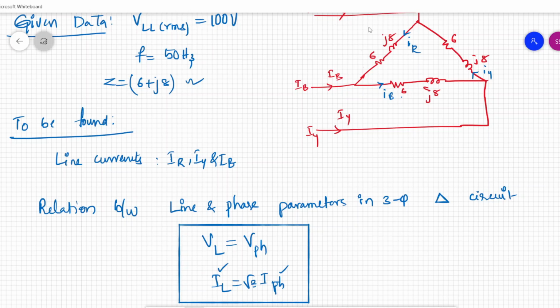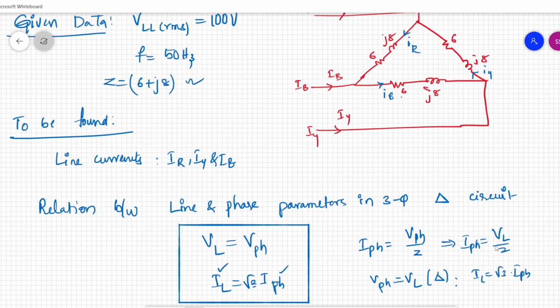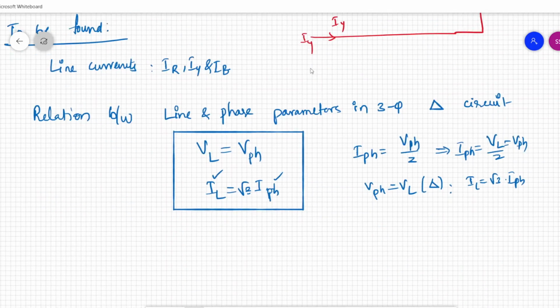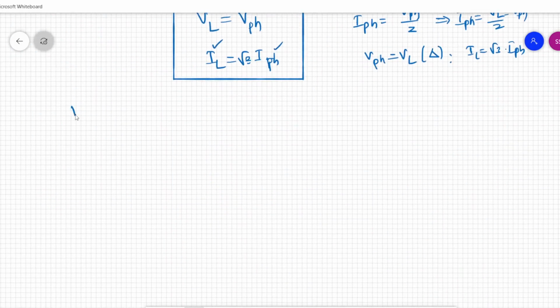So first we need to find a phase current. To find phase current, we need to divide the phase voltage by impedance. So what is phase current here? Phase current is not the same as line current in delta network. So simply I phase equals V phase by impedance. Okay, so IL equal to root 3 into I phase, because VL equal to V phase in delta network. Now let us find phase currents. VL given in the question is 100 volts, which equals V phase.